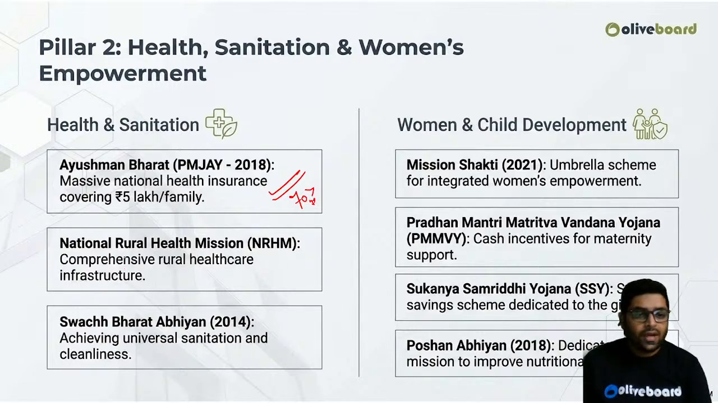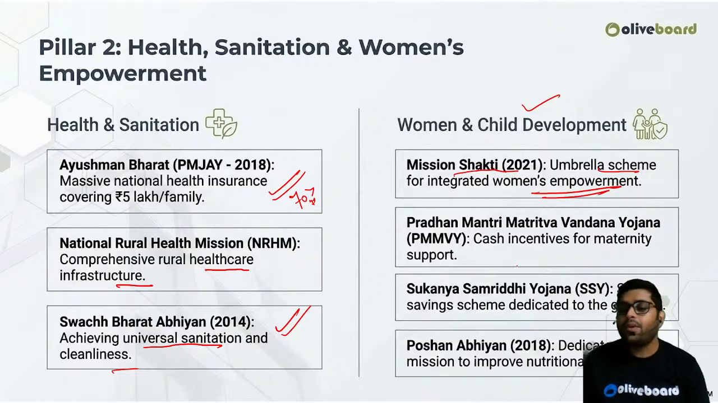National Rural Health Mission, comprehensive rural health care was provided with infrastructure. Swachh Bharat Abhiyan was launched, achieving universal sanitation and cleanliness. In Women, Child and Development we had various schemes like Mission Shakti 2021. It was an umbrella scheme for women empowerment. Pradhan Mantri Matritva Vandana Yojana, cash incentives for maternity support.